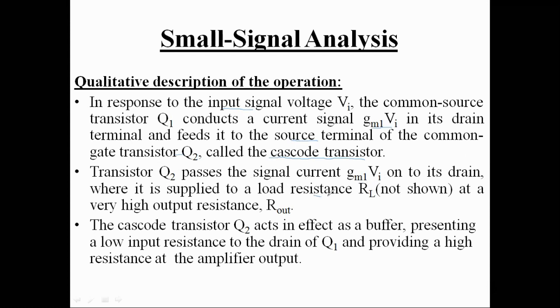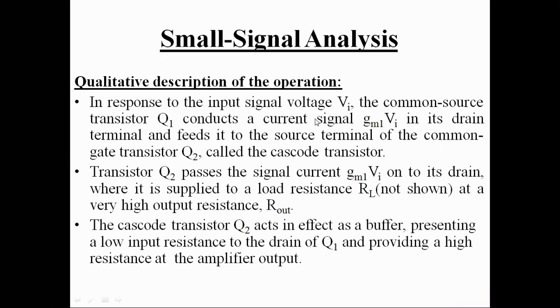The load is not shown in this circuit. The cascode transistor acts as a buffer, presenting low input resistance to the drain of Q1 and providing high resistance at the amplifier output. This is just the qualitative description of the cascode amplifier.